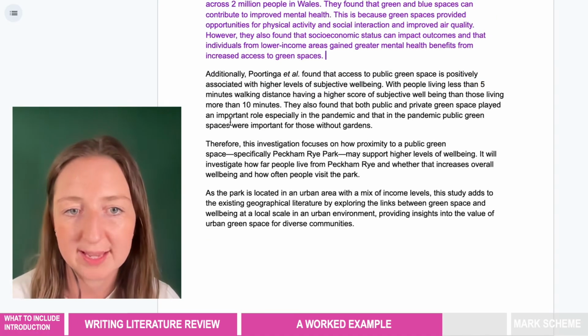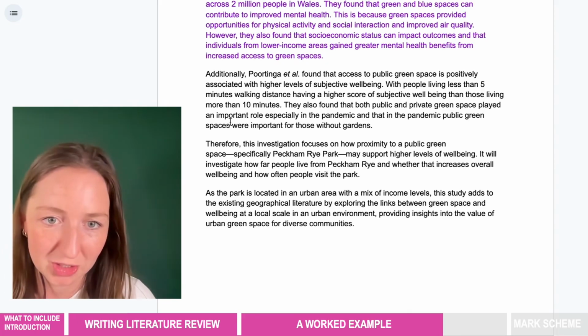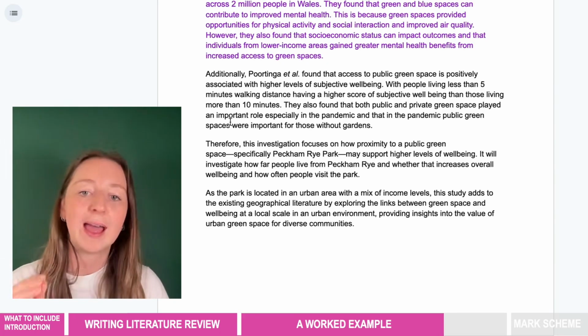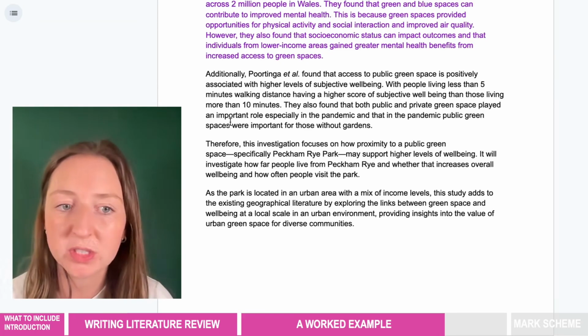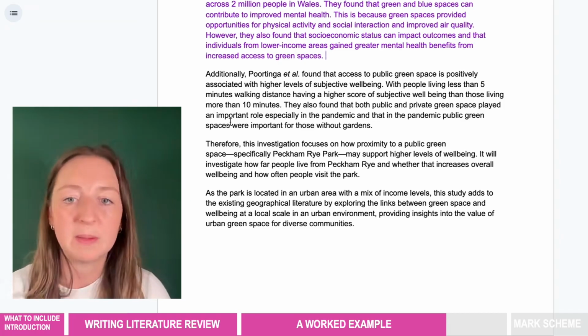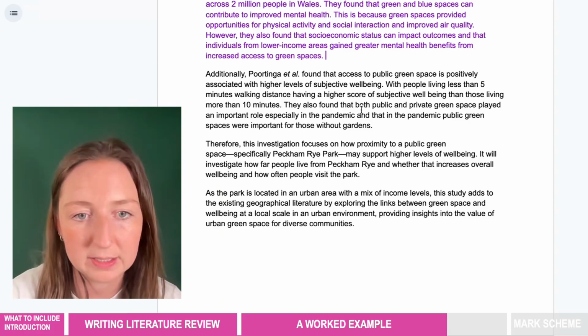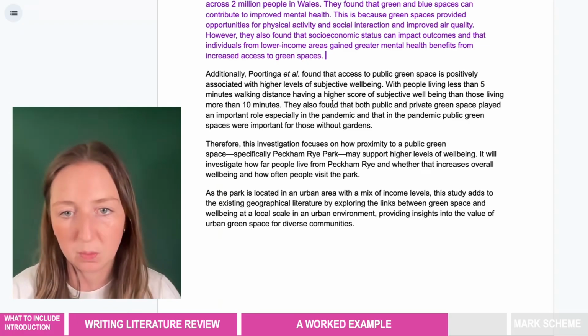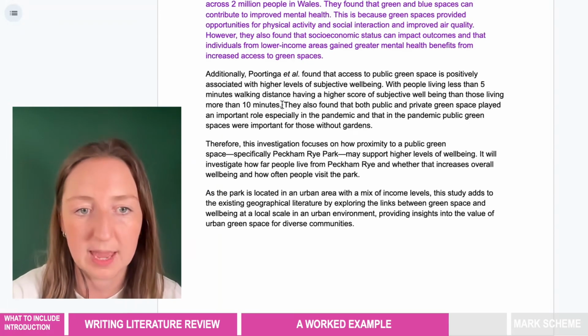Additionally, Portinger et al., which was my main literature which underpinned my research, found that access to public green space is positively associated with higher levels of subjective well-being, with people living less than 5 minutes walking distance having a higher score of subjective well-being than those living more than 10 minutes.